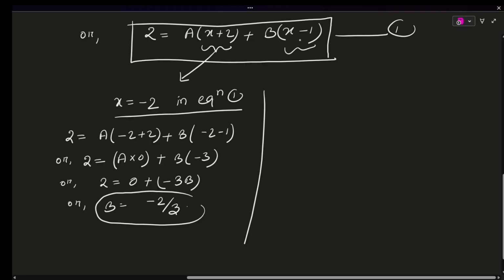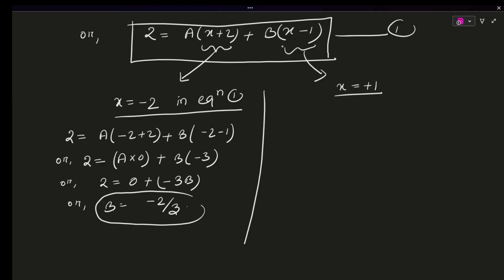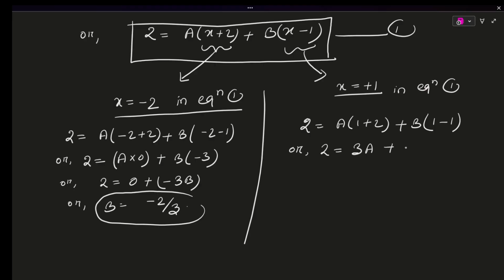And here you can see x minus 1. So if we put x equals plus 1, this term will get 0 and we will find out the value of A. So if we put x equals plus 1 in equation 1, we will get 2 equals A into (1 plus 2) plus B into (1 minus 1), or 2 equals 3A plus B into 0, or 2 equals 3A, or A equals 2 by 3. Here we got all the values of A and B.